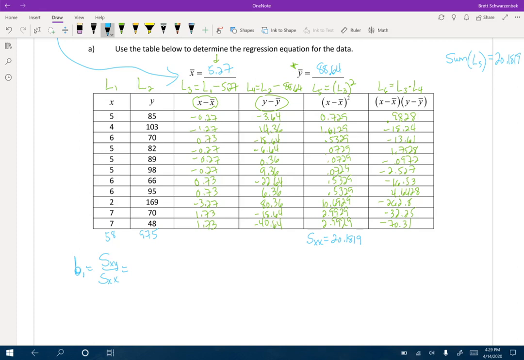Similarly, if again you go to second stat and go to the list command, go over to math, and do the sum of L6, that's going to give you the value down here, which is actually SXY, which is negative 408.9092.